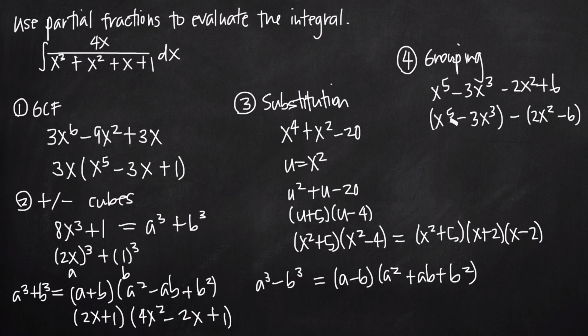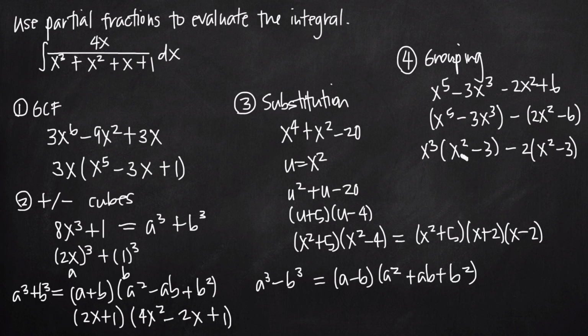Now we're going to pull a greatest common factor out of each one of these binomial terms. So what's the greatest common factor of x to the fifth minus 3x cubed? Well, it's x cubed, so if we pull that out in front, then we're left with x squared minus 3. And then if we look at the greatest common factor in this binomial term, it's just 2. So we pull a 2 out in front and we get x squared minus 3.